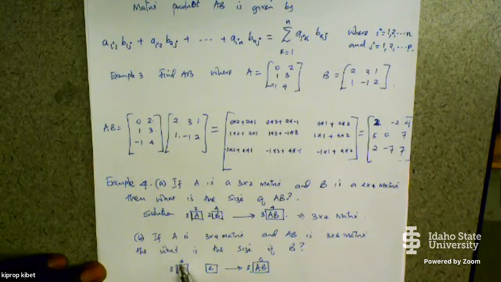Definitely, since the number of columns should be equal to the number of rows, then there is 4, and here would be 6. So B will be a 4x6 matrix.